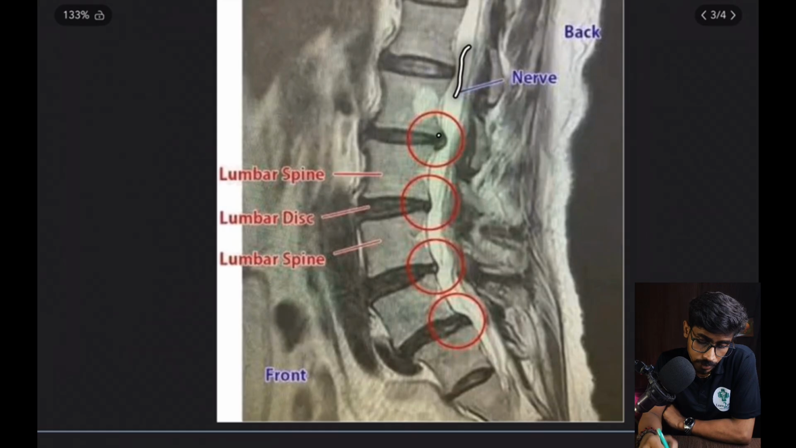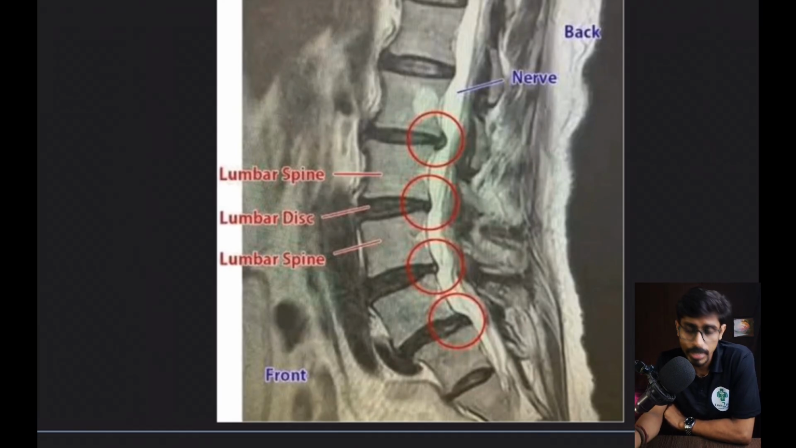So here you can see the nerve roots. This black portion, which is the disc, is coming out and bulging onto the nerves. Due to this, the patient will have irritating pain, difficulty walking and running, and various other conditions develop. When this black portion comes out more, it means disc herniation has taken place. First, let's understand what a disc bulge is.